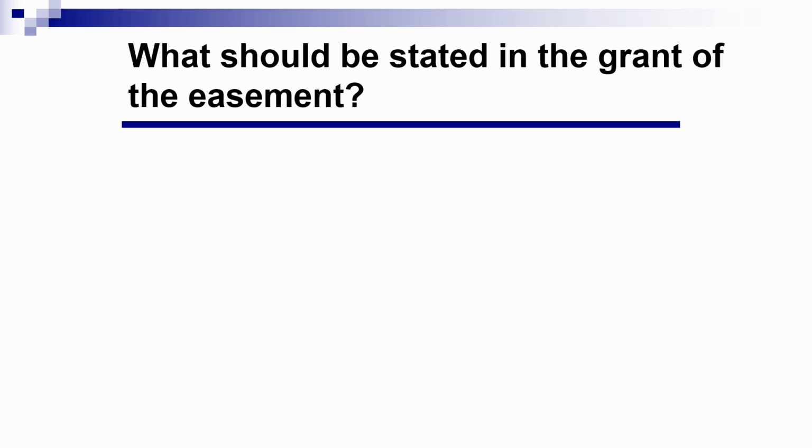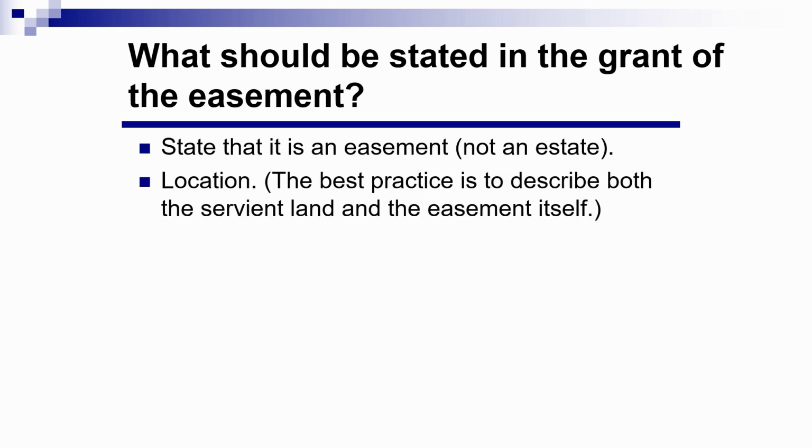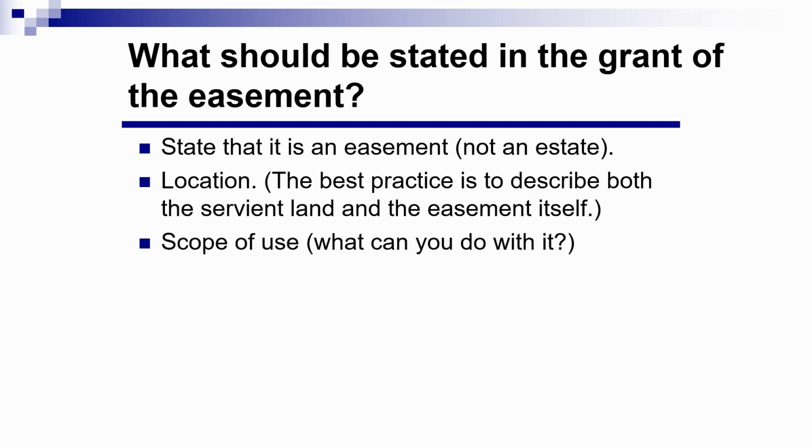So what do we want to state in the grant of an easement? Well, here's a little checklist of things that we need to say. First of all, we ought to say that it is an easement rather than a possessory estate. Second, we ought to say what the location of the easement is. Now, as we've already indicated, the best practice is to describe both the servient land parcel itself and the location of the easement on the servient land. But at a minimum, we have to describe the servient land, even if we allow the easement itself to be floating.